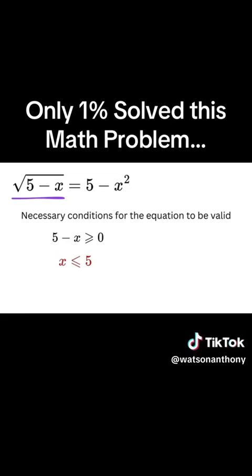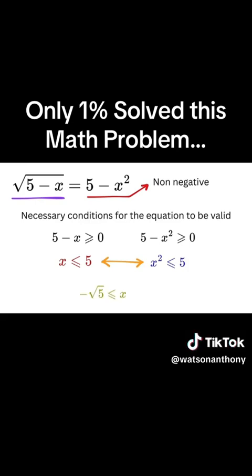Next, since the left side is a square root and is always non-negative, the right side must also be non-negative, and therefore 5 minus x squared must be greater than or equal to 0. This means x squared must be less than or equal to 5. Combining both of them implies x must be between minus square root of 5 and square root of 5.